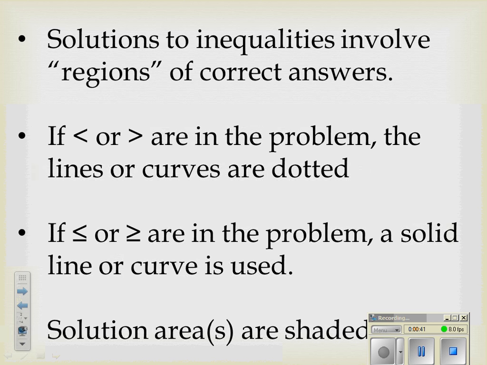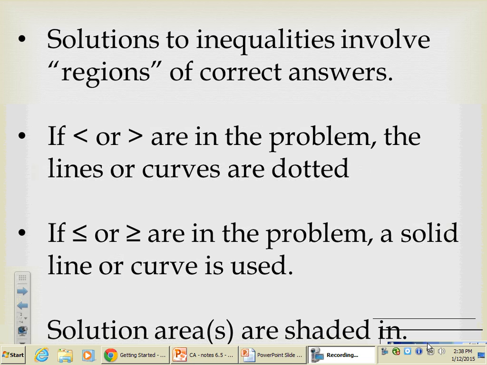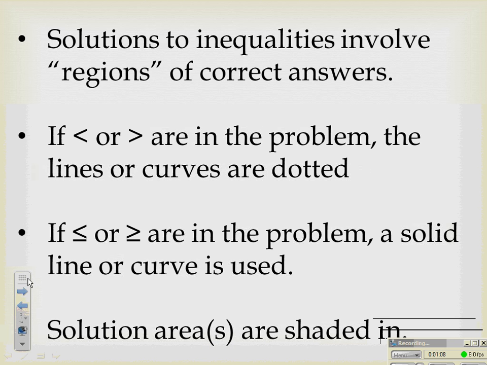When you're graphing, a couple things to remember. If you see a less than or greater than in the problem, your lines or curves are going to be dotted because the solutions will not begin on the graph itself. It will be either inside or outside of the graph, and the dotted line tells us that. If you have the less than or equal to or greater than or equal to sign, then you have a solid line or curve because the solutions do begin with the line itself. And lastly, solution areas are shaded.